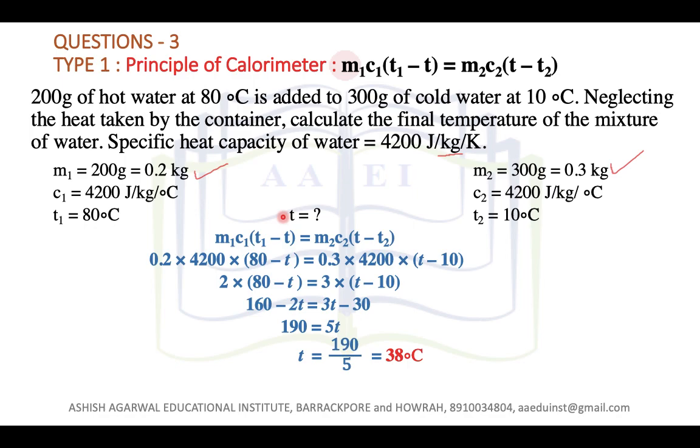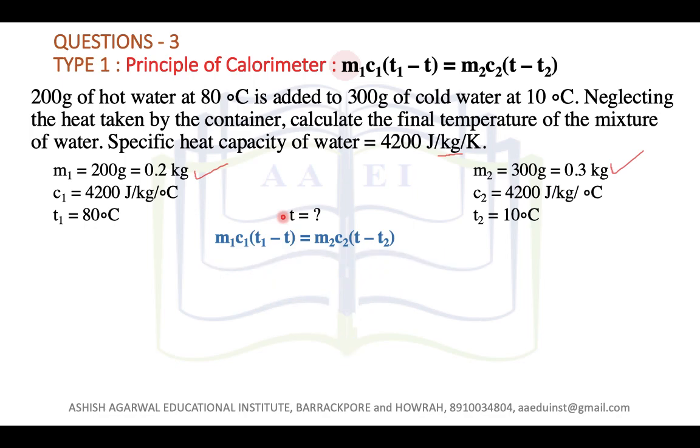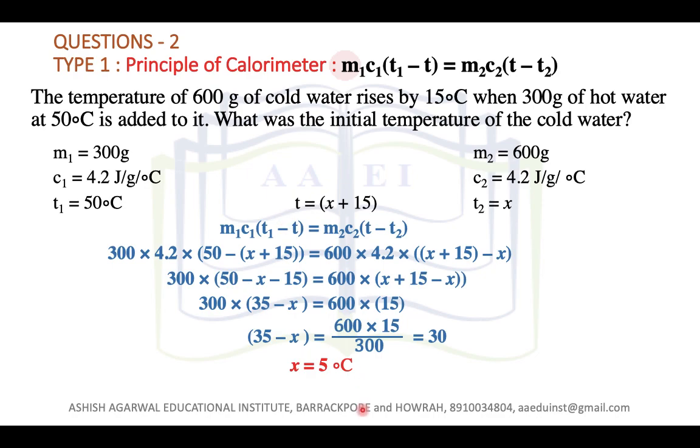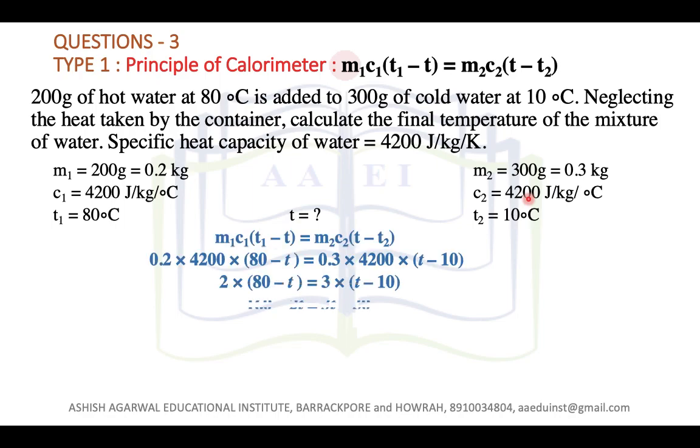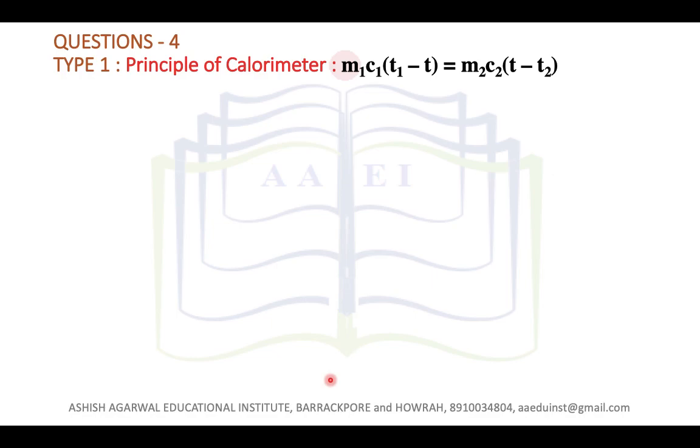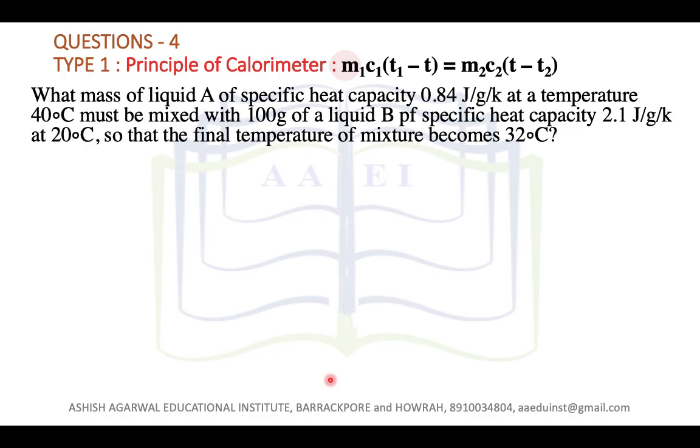We have seen back to back 3 problems. First problem, they asked us specific heat capacity. Second problem, they asked us the value of some unknown temperature, initial temperature of the cold liquid. And here we have seen the final temperature, that is the intermediate temperature also. So 3 different questions we have taken, 3 different parameters we have found out, making use of the same method. Moving forward, we have the fourth question, once again on the same formula.